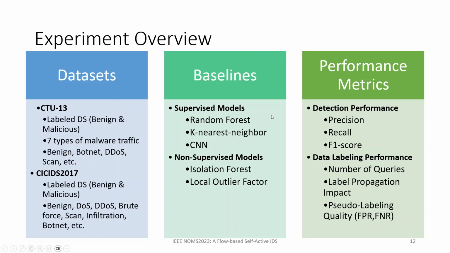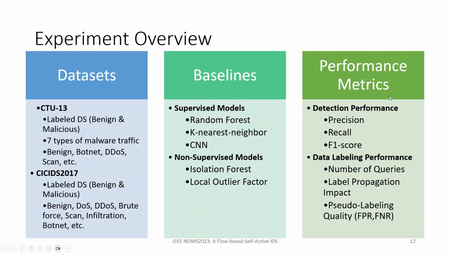If we go to the experiment overview, we use two real-world datasets. CTU13 is a labeled dataset with 7 different types of malware traffic in different scenarios, and it also provides benign traffic. We also use CIC-IDS 2017, which is also labeled and provides benign, DoS, brute force, scan, infiltration, botnet, and so on. We have two groups of baselines: supervised models, which are random forest, k-nearest neighbor, and convolutional neural network, as well as non-supervised models, which are isolation forest and local outlier factor.